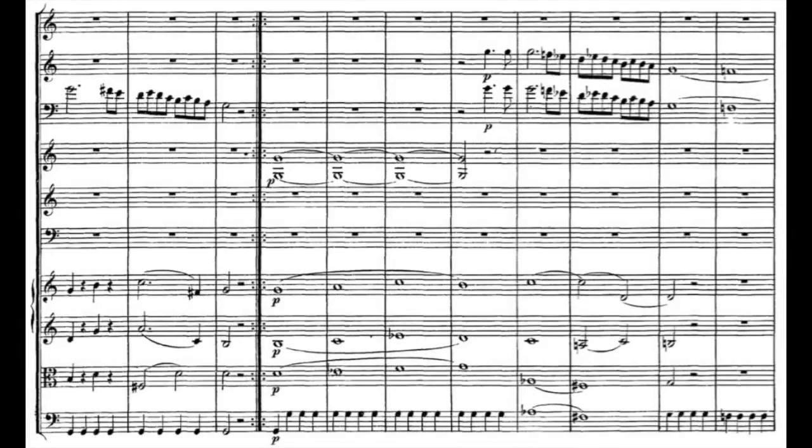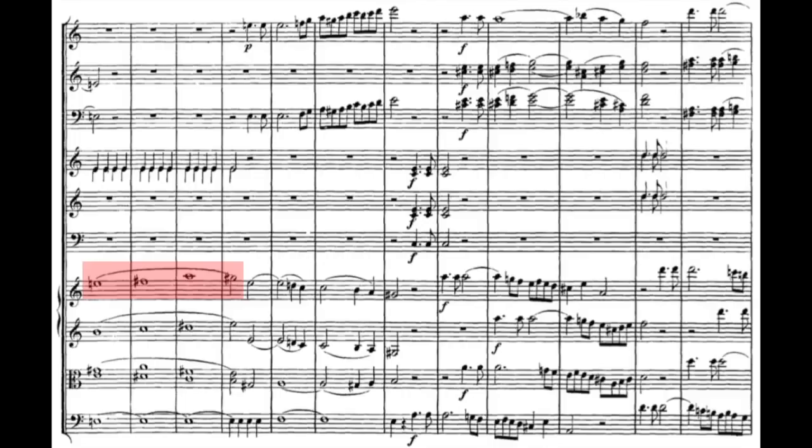It begins with a statement of theme number 1, answered by theme number 2, followed by theme number 1 in a new key, answered by the literal inversion of theme number 2.